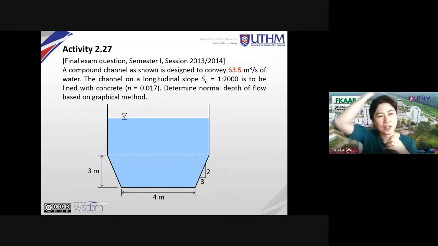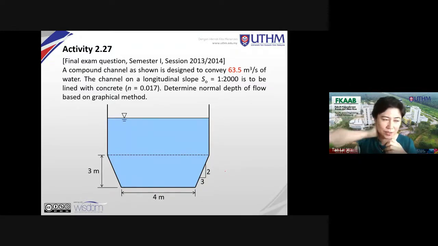Now, this is actually a revision question. If you look at this question, it actually came out in the final exam paper almost a decade ago, less than a decade ago. Well, the concept of hydraulics for drainage design doesn't change much. It remains the same.